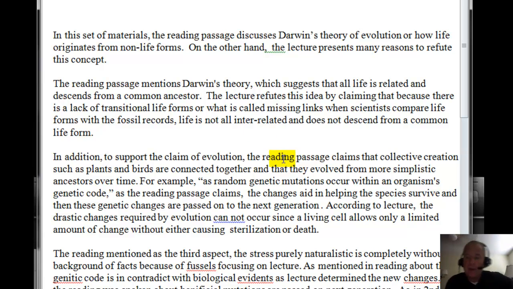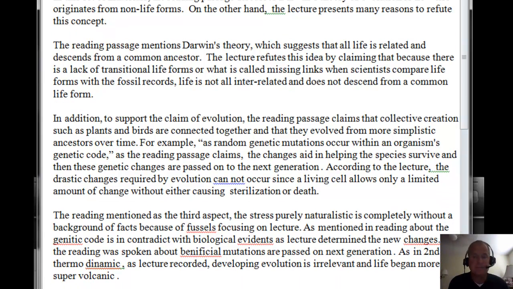The counterpoint is, according to the lecture, the drastic changes required by evolution cannot occur since a living cell allows only a limited amount of change without either causing sterilization or death. That would be the counterpoint to what you just said in there with that reading passage. Now this paragraph is already getting pretty fat, so I think we're done with this paragraph.